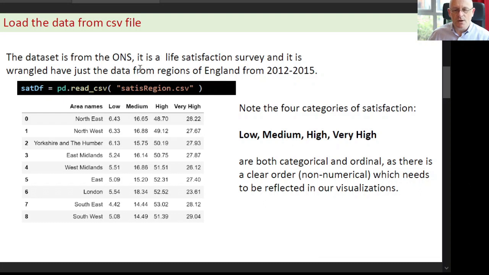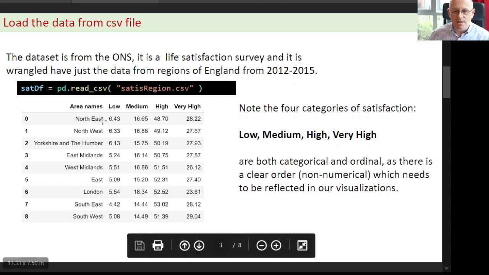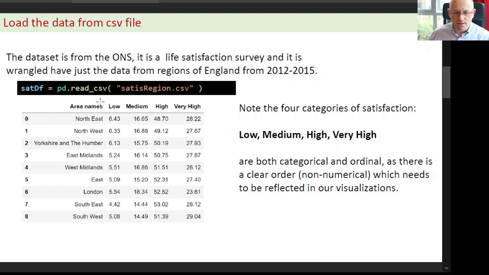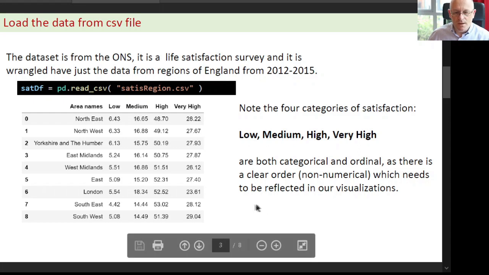It's read in from the ONS, so the original dataset's a national dataset, and it is about life satisfaction. It's a survey from 2012 to 2015 of the different regions of England. So there's 9 regions and they're listed here. And the scale we're using is low, medium, high and very high. So that's an ordinal scale. There's an order in there, but it's not ordered alphabetically. LMHV is not alphabetical, but it is ordered semantically for us.